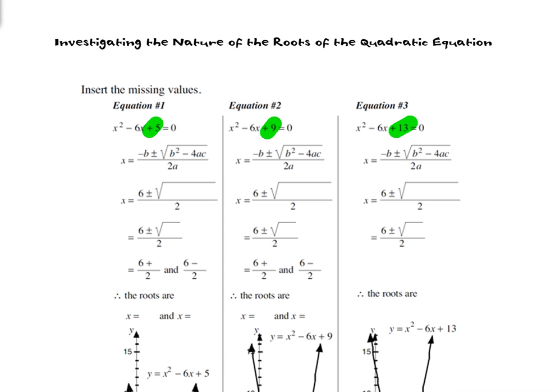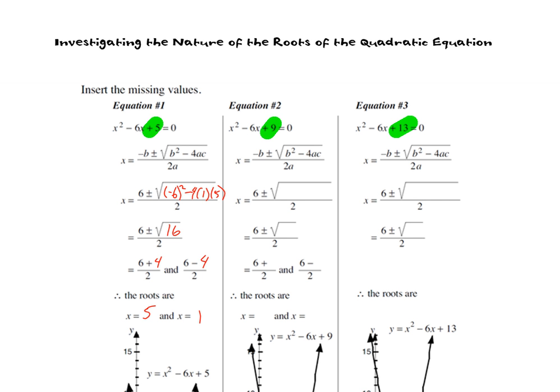Okay, so the a and b is the same. So the c is the only thing that's changing. We got 6 plus or minus the square root of negative 6 squared minus 4 times 1 times 5 over the 2. It's already there for us. That gives us 36 minus 20. Oh, that's 16. I can take the square root of 16. That gives me 4. I'm going to add 4. I'm going to subtract 4. 6 plus 4, that's 10 divided by 2 gives me 5. 6 minus 4, 2 divided by 2 gives me 1.